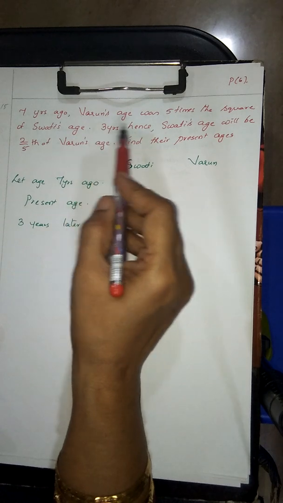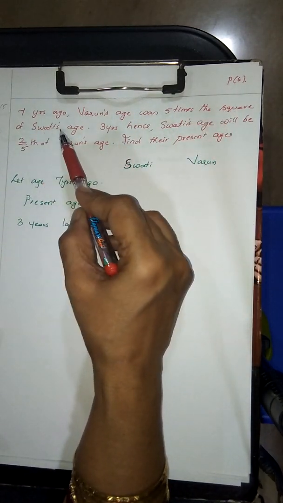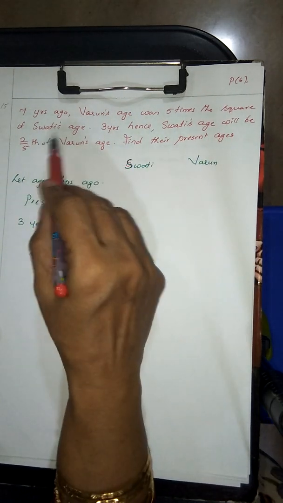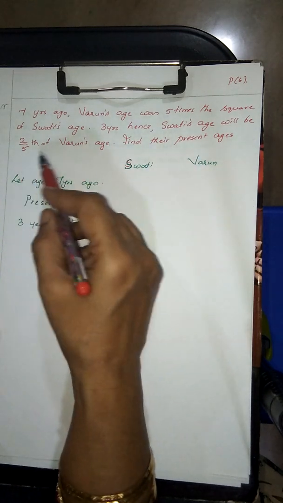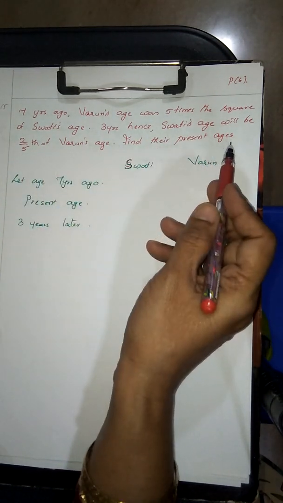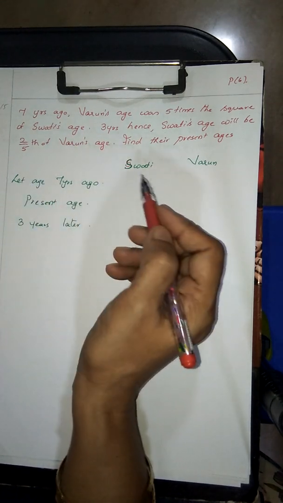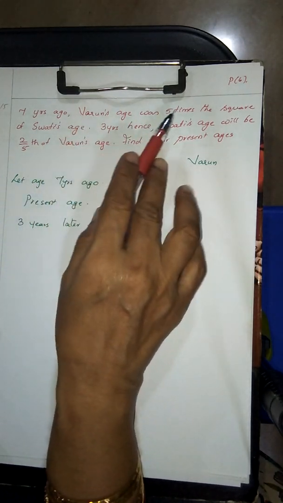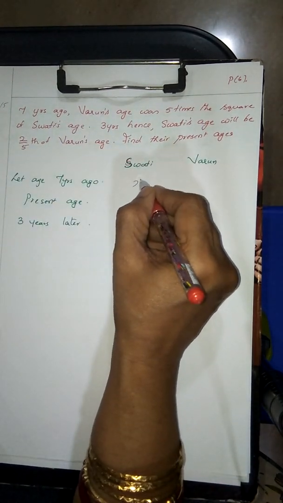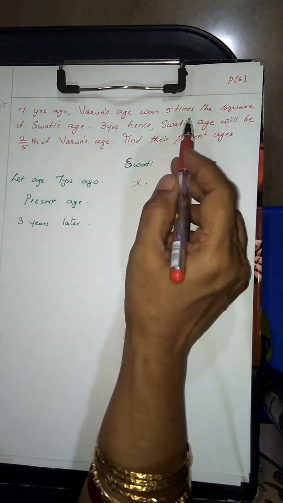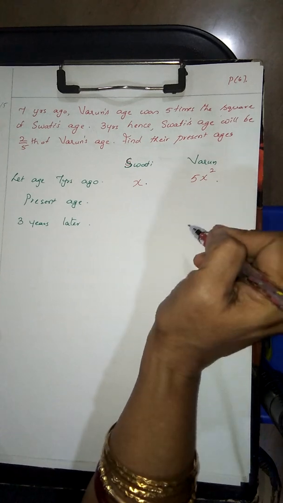Seven years ago, Varun's age was 5 times the square of Swati's age. And 3 years hence, Swati's age will be 2/5 of Varun's age. Find the present ages. Let us assume that 7 years ago, Swati's age is equal to x. So Varun will be 5 times the square, so 5x squared.